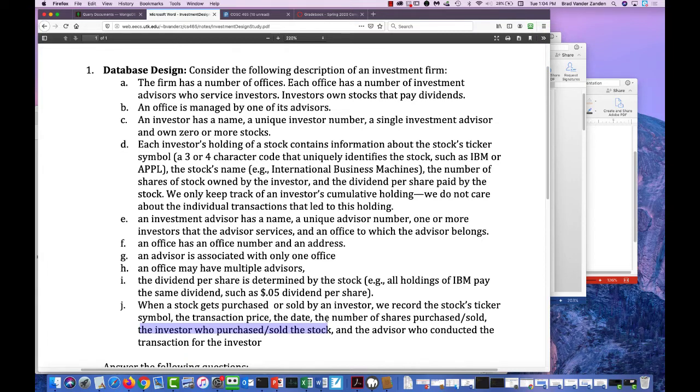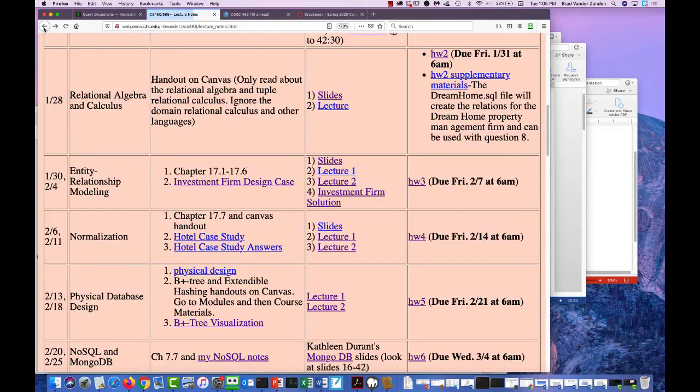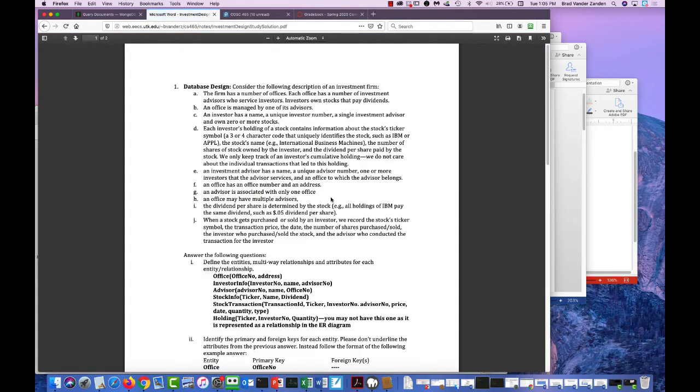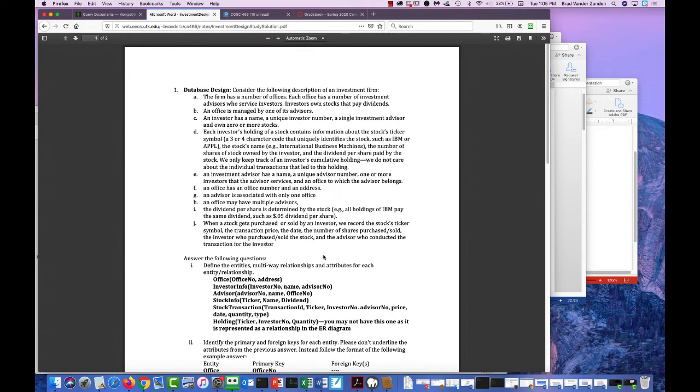So we've gone through here, and we hopefully at this point have started to identify our entities. Right now, it would seem we have an office, which has an office number and address. That is from F. Seems like we have investor info from up here. An investor has a name, a unique investor number, an investment advisor. Investor number, name, and advisor.